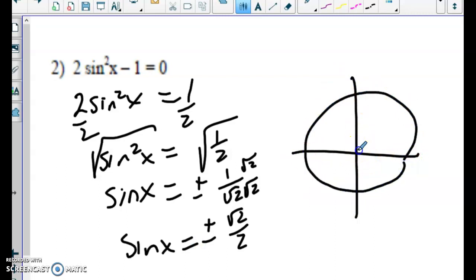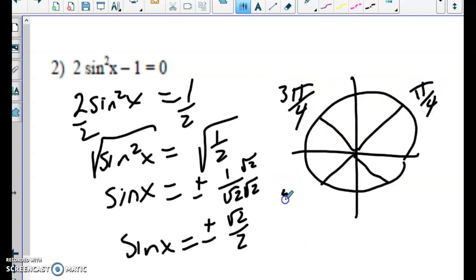We know that over here the sine is the y value at that place, and then here's the -√2 over 2 here, and there's a -√2 over 2 over there. Well, they happen to be at pi over 4, 3 pi over 4, 5 pi over 4, and 7 pi over 4.